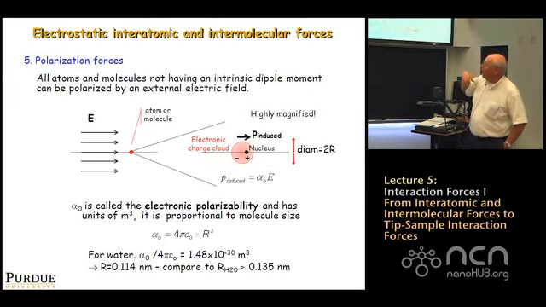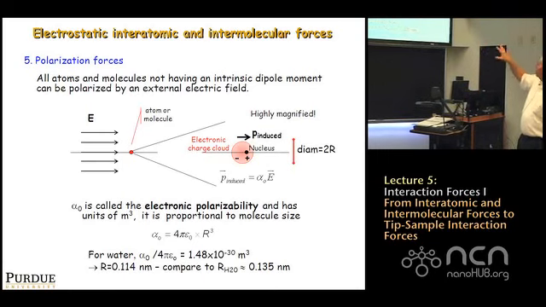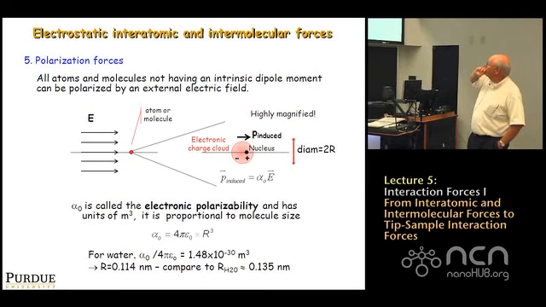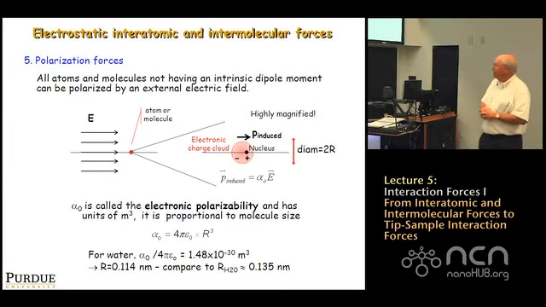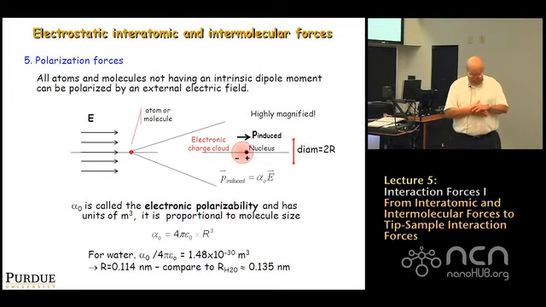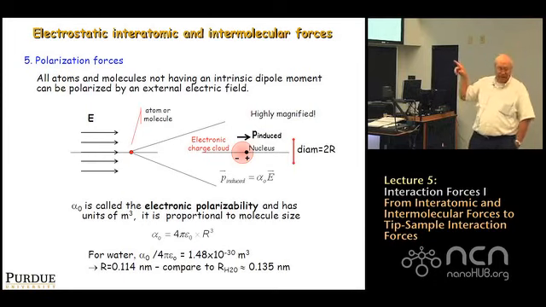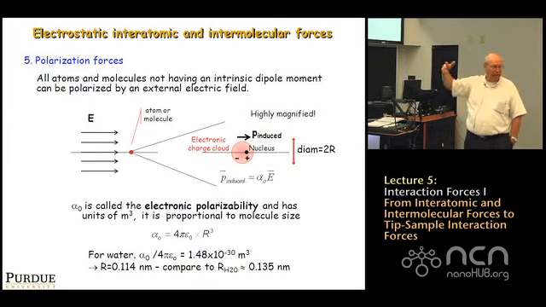So I've got a highly magnified view of the situation on the right-hand side of this slide. The electronic charge cloud shifts one way, the nucleus shifts the other. In the process of shifting, you destroy the charge symmetry of the problem. You create a dipole moment P, called P induced. And what you find is that the induced dipole moment is proportional to the strength of the electric field, and that proportionality factor is a parameter called alpha zero. So alpha zero is called the electronic polarizability of the atom or the molecule.